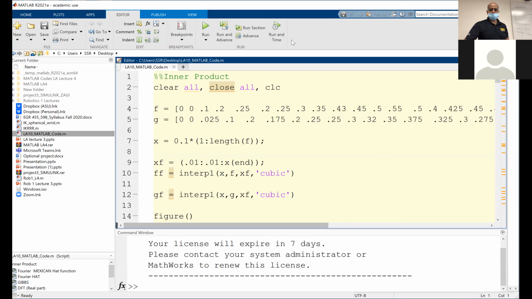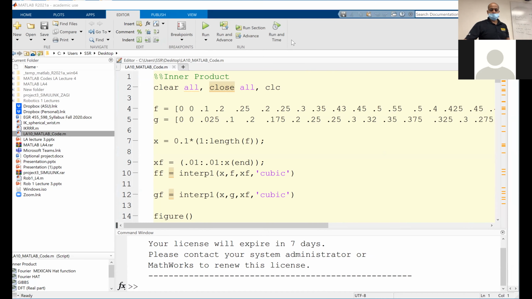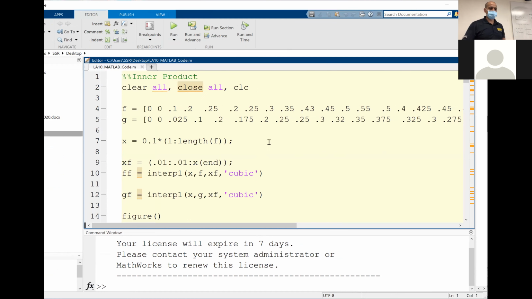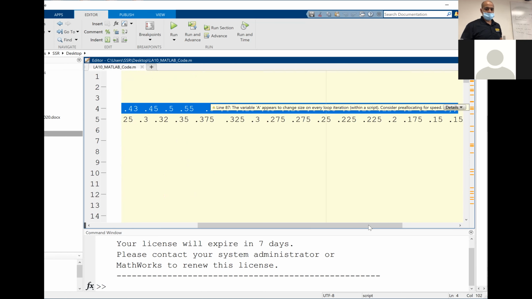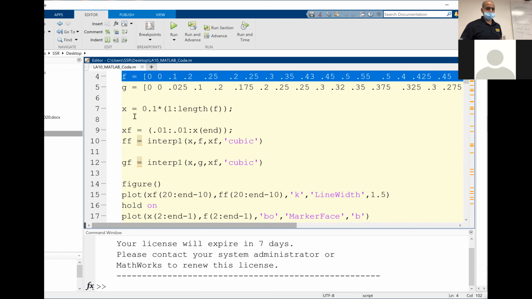Okay, now what I want to do is, let's look at the first code. The first code is nothing but the inner product. So what is happening here? I have a vector f. I have another vector g.